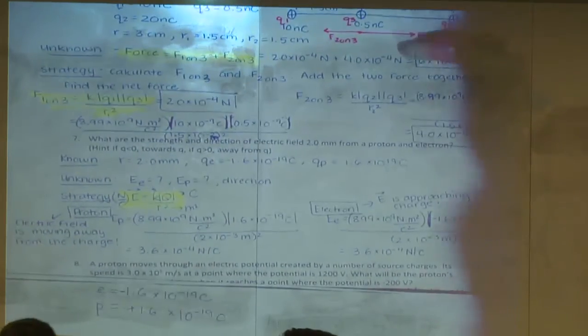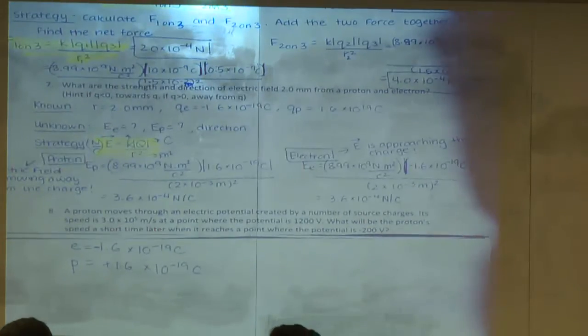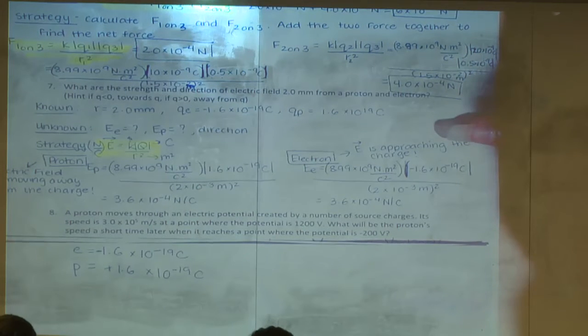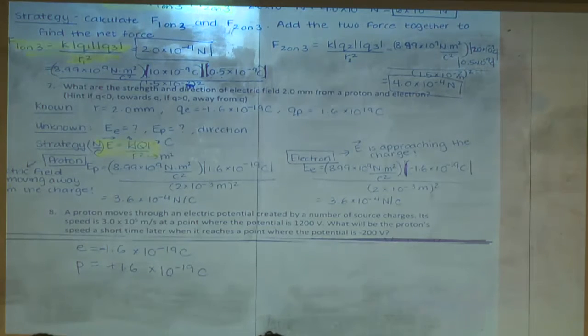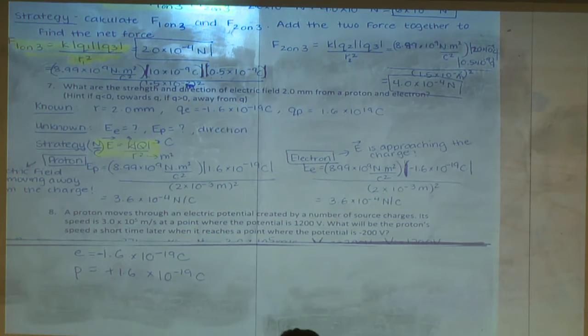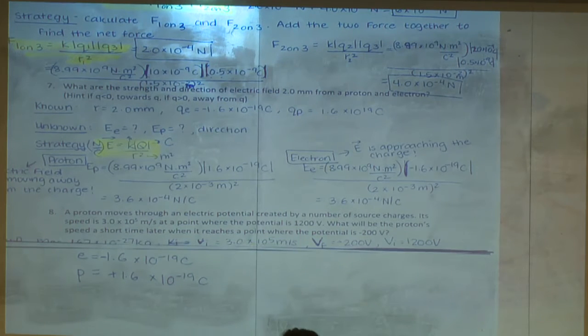Okay, so this one right here is an example of, I think it's chapter 21. The proton is moving through an electric potential that is created by a number of source charges. Its speed is 3.0 times 10 to the 5 meters per second at a point where the potential is 1200 volts. What will be the proton's speed a short time later when it reaches a point where the potential is negative 200 volts? This is a question that uses the law of conservation of energy.